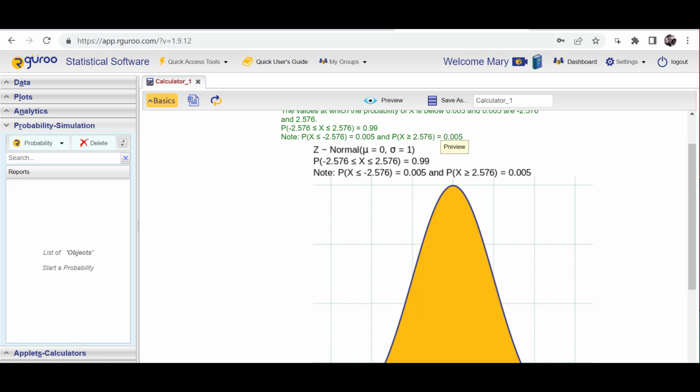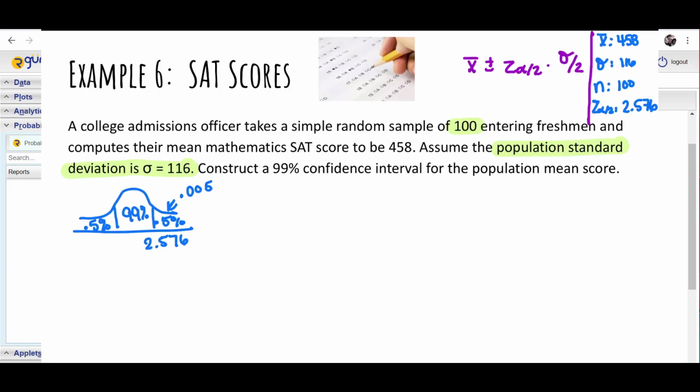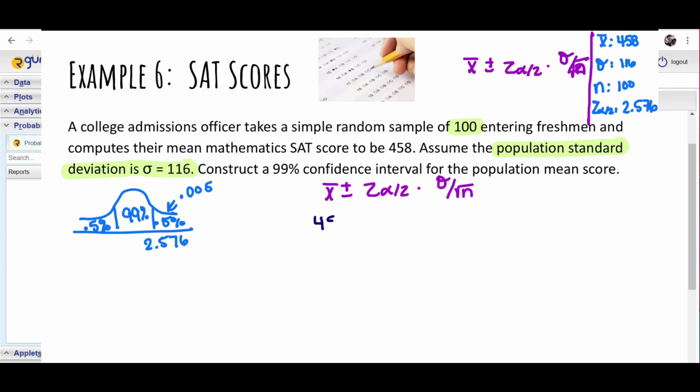All right. So now that we know that, we know everything we need for the formula. So again, the formula is x bar plus or minus z alpha over 2 times sigma over the square root of n, and I don't know why I wrote 2 here. Sorry about that. You're probably wondering, what was she writing there? Okay, so fill in what we know. So it's 458 plus or minus 2.576 times 116 over the square root of 100.